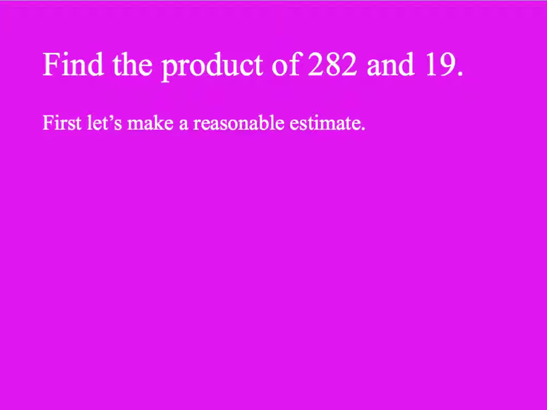First, let's make a reasonable estimate. Let's round 282 to 300 and 19 to 20. So I'm going to multiply my non-zero digits 3 and 2 first. I get 6, and then I'm going to add my 3 zeros to the end. 1, 2, 3. So my reasonable estimate that I've made for this product is 6,000.